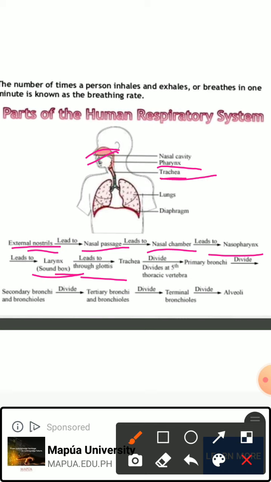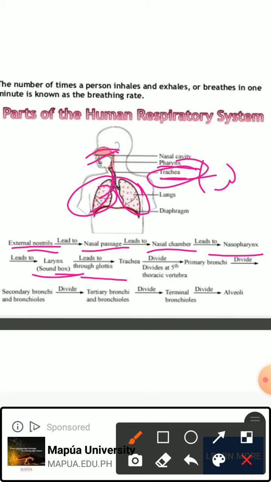The trachea is also known as the windpipe. We can say windpipe or trachea. Then the trachea further divides. Two lungs are there, the left lung and the right lung. The trachea passes into the left and right lung. The left lung is a little smaller, and the right lung is a little bigger. Then again the trachea divides into branches.